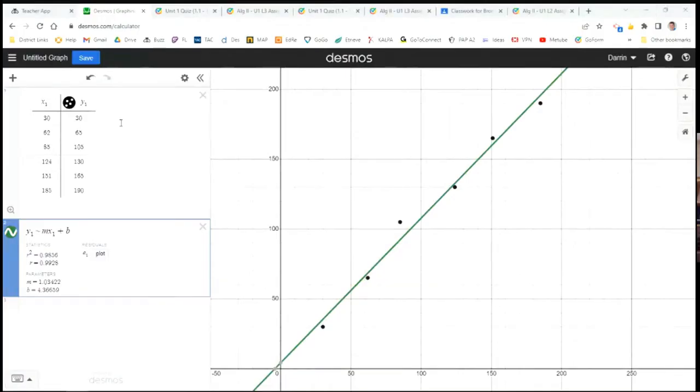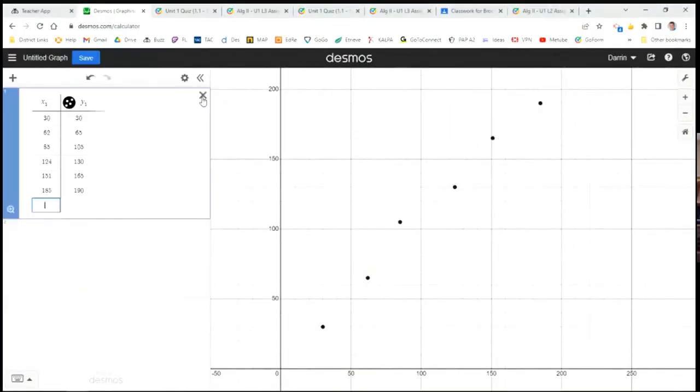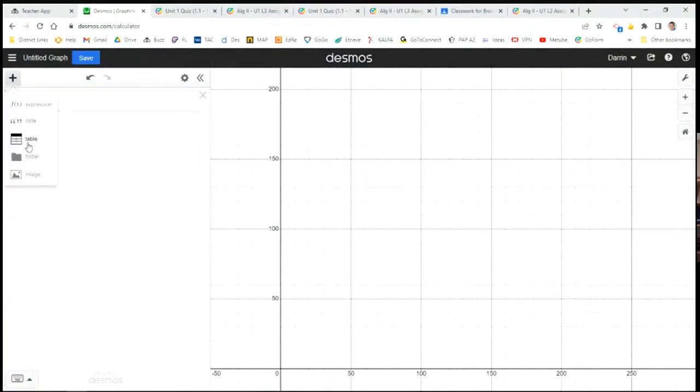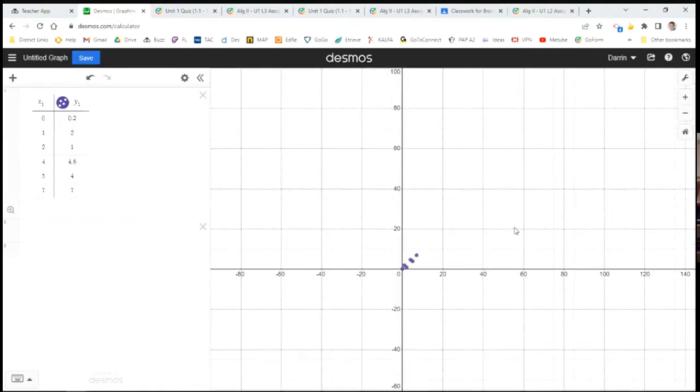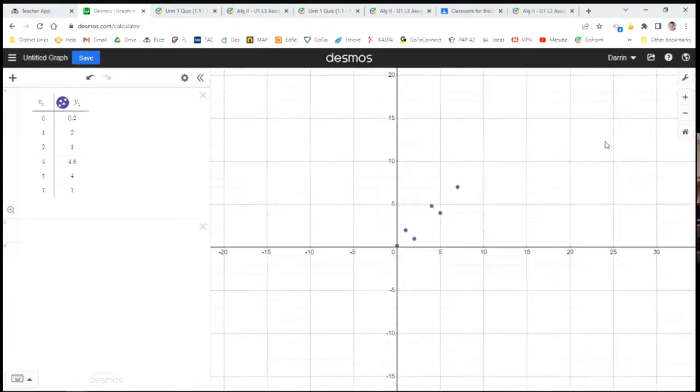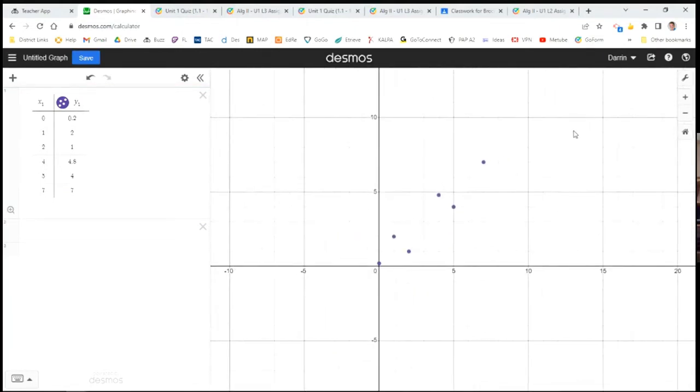All right, so I'm going to go to Desmos, and we're going to enter this data into that graph. Let's get rid of that. Make a new table with the information they gave us: x values 0, 1, 2, 4, 5, and 7. And the y data they gave us is 0.2, 2.1, 4.8, 4, and 7. Now let me zoom in there because we're zoomed way out. Okay, that looks like the points that we had, kind of spaced out nicely.